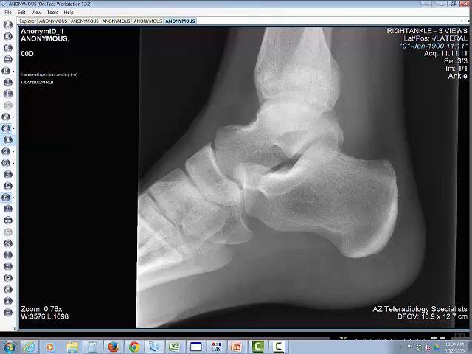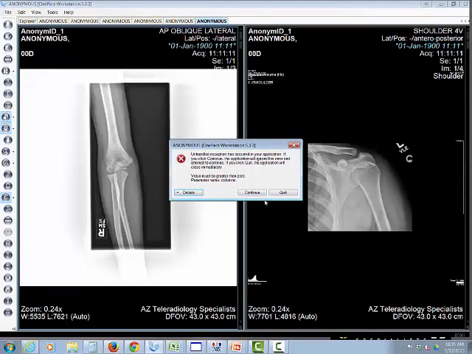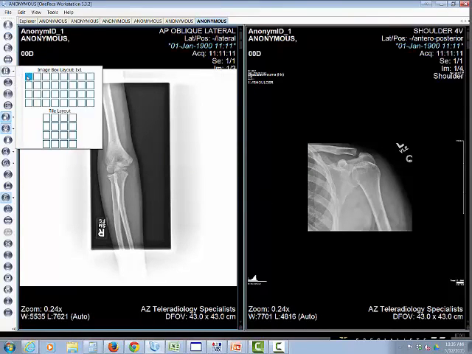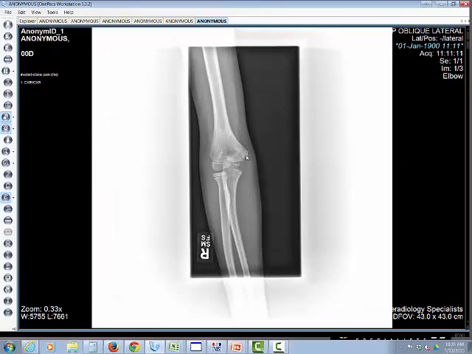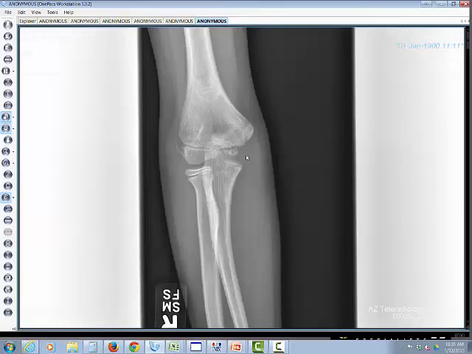Okay, moving on now, we're going to go to the elbow, which can definitely be a very tricky anatomic area for us all, which is why I'm going to start first with a pediatric elbow here, just so that we can show what normal ossification centers look like in a pediatric elbow.